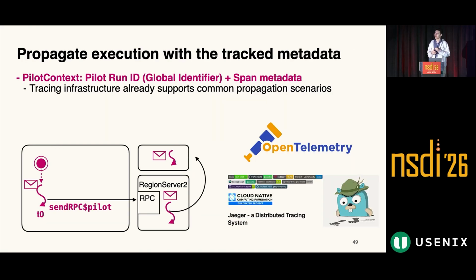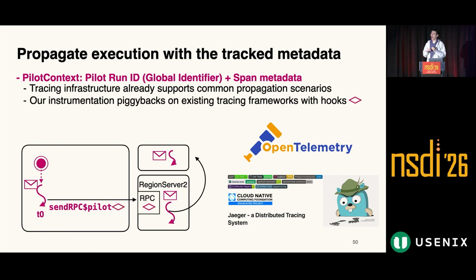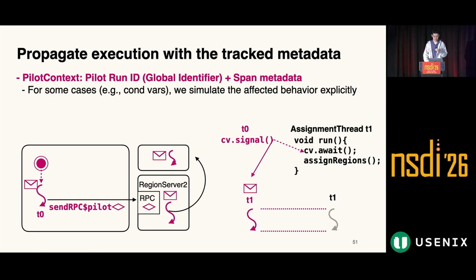In our design, we call this metadata the parallel context, which involves a globally unique ID as an indicator and span metadata to record the propagation lineage. The good news is that for some common cases like RPC, existing tracing infrastructure like OpenTelemetry already supports it. So our instrumentation could directly piggyback on existing tracing infrastructure with some lightweight hooks.